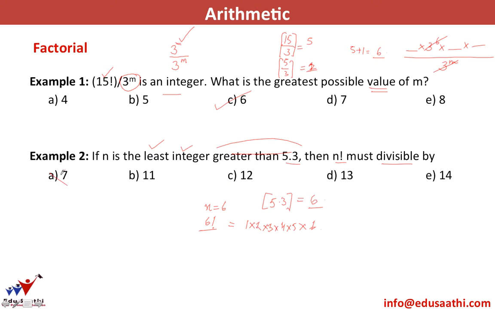It will not be divisible by 7 because I don't have 7 in the numerator. It will not be divisible by 11. It will not be divisible by 13 or 14 because 14 is 7 into 2. I don't have 7. If it's not a multiple of 7, it cannot be a multiple of 14. So the only thing that I am left with is 12. If I divide it by 12, 12 is what? 6 into 2. 6 and 2 get cancelled out and I get an answer, whatever the answer may be.